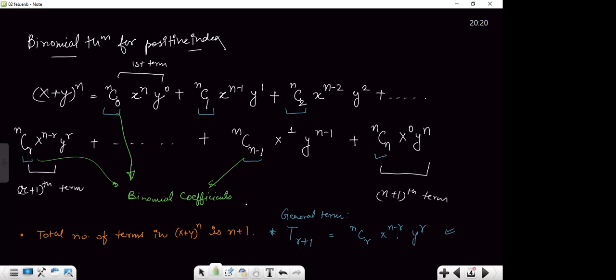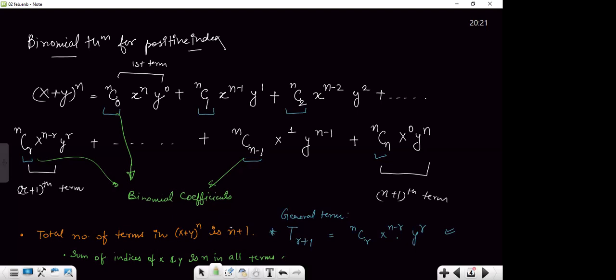One more observation that we can make here: the sum of powers of both of the terms, n plus 0, n minus 1 plus 1, n minus 2 plus 2, is also n. So the sum of indices of x and y is n in all terms. That's one thing to take note of.